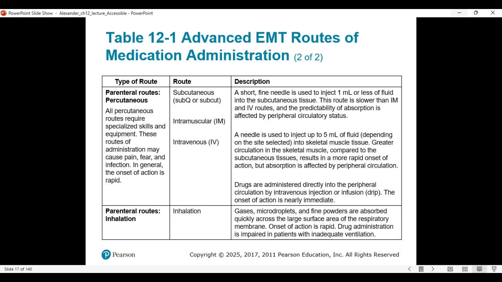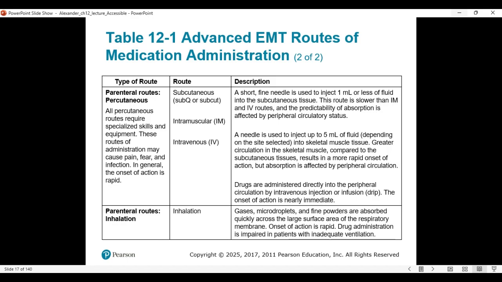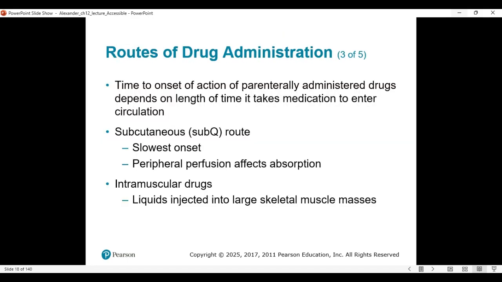It's right into the vein. It can be inhaled or inhalation, or it can be enteral. Time to onset of action of the parenteral administration drugs depends on the length of time that the medication enters.